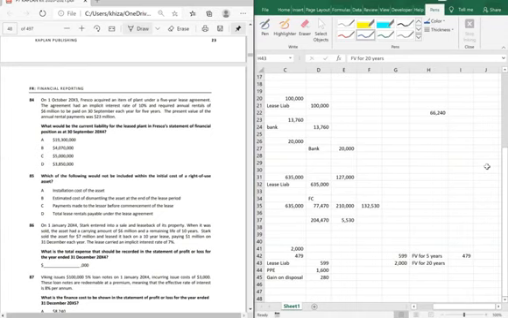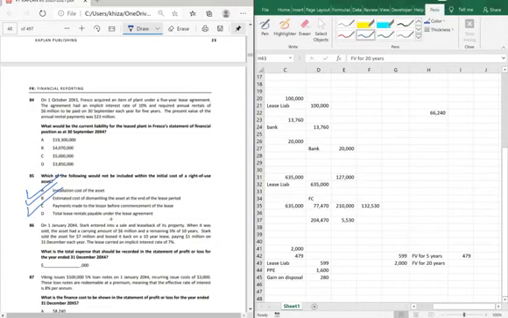Next up, theory. 85 is theory. Which of the following would not be included within the initial cost of a right of use asset? Interesting. This is interesting. Let's see. Installation cost of the asset, estimated cost of dismantling, will not read it. Payments made to the lessor before commencement of the lease, yes, sorry. So B and C both.